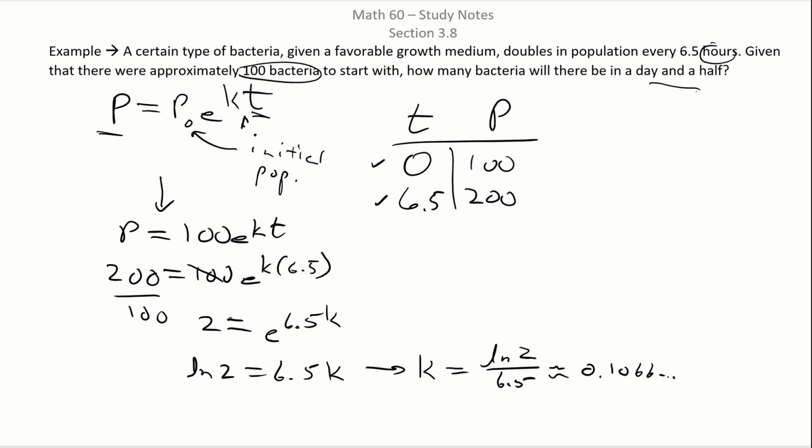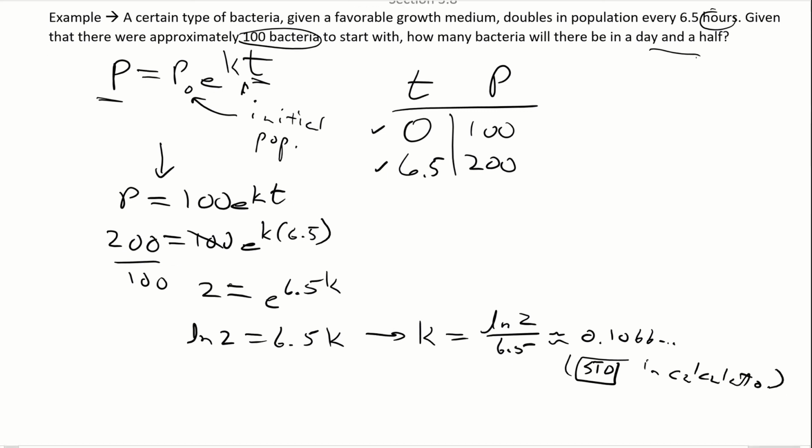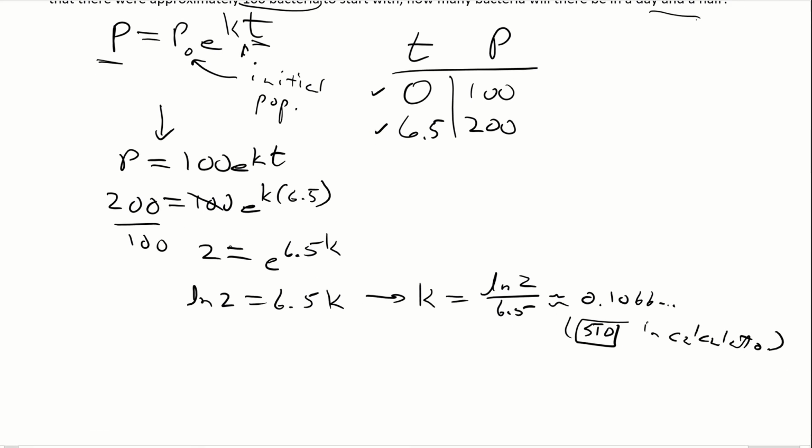So the number itself, I think that's right, it's interesting, but it's not important. What I do is I store it, as in, let me get better at that. There's a button on the calculator, STO. I store it in the calculator. Okay, that's what I do. Now I know what K is. Now I can answer the question.